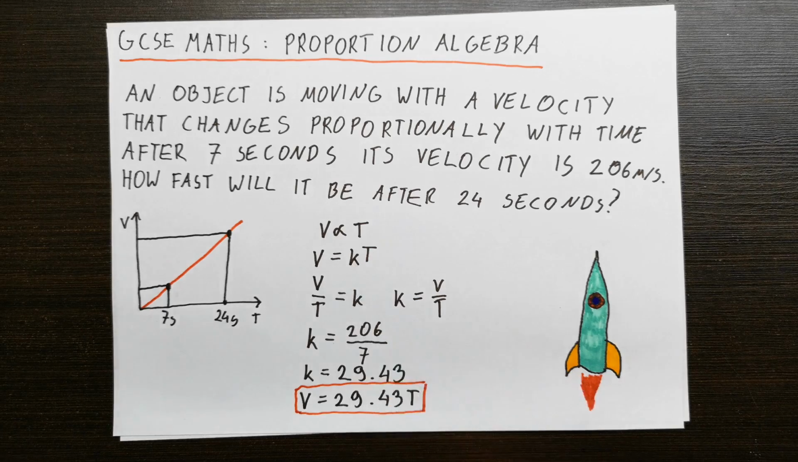All you have to do to bring it down to this form is just find the constant k by rearranging the equation. Okay, so now we got the constant k, we got the v, we got the t. Now, we are going to apply this to figure out how fast the object will be after 24 seconds. So t, the time, is 24.